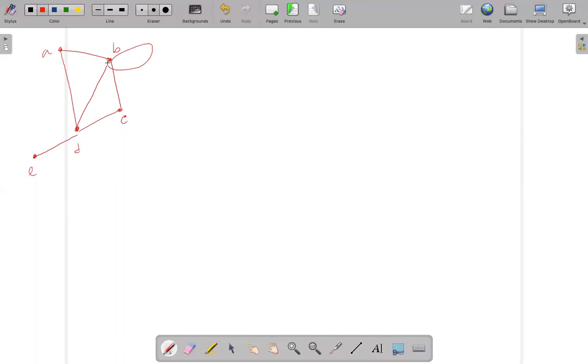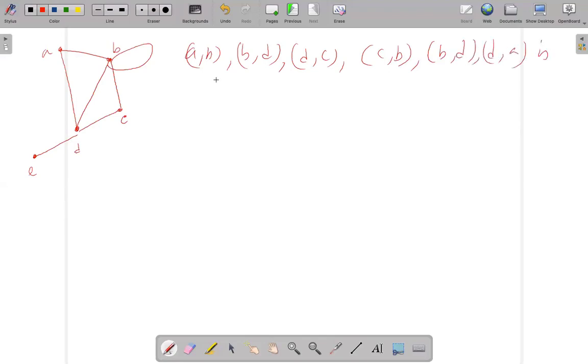Again, continue with the same example, AB, BD, DC, CB, BD, DA is a closed path, okay, and here as you see BD is repeated.